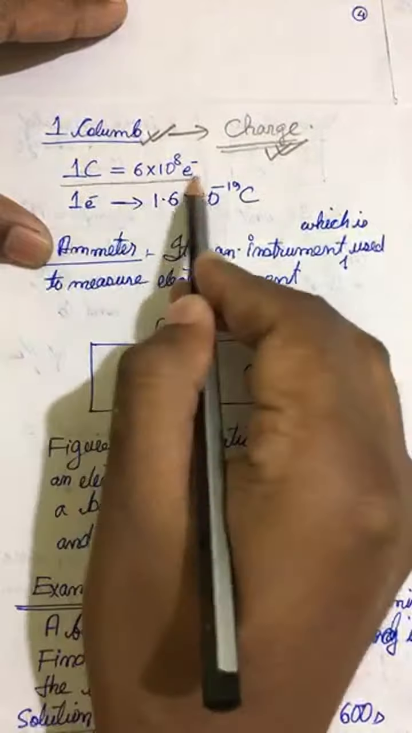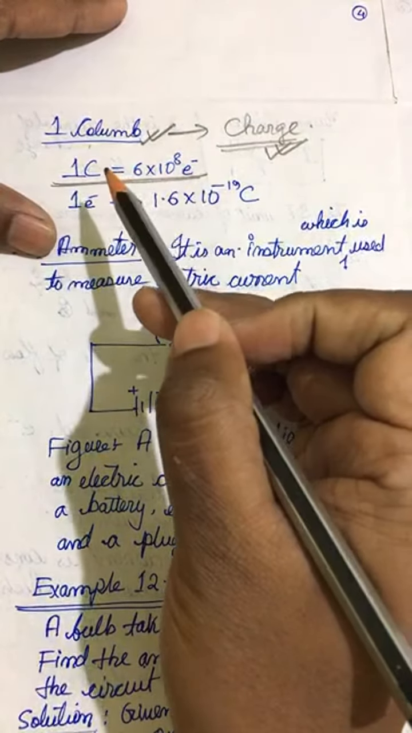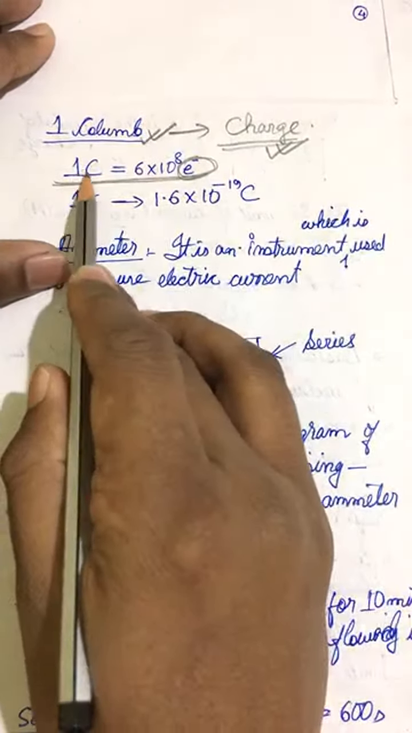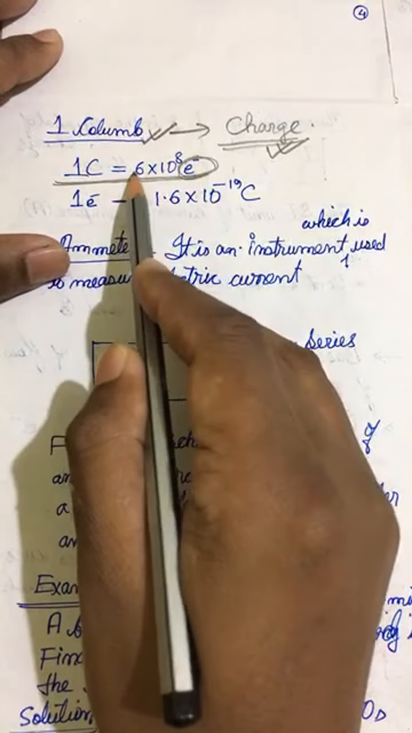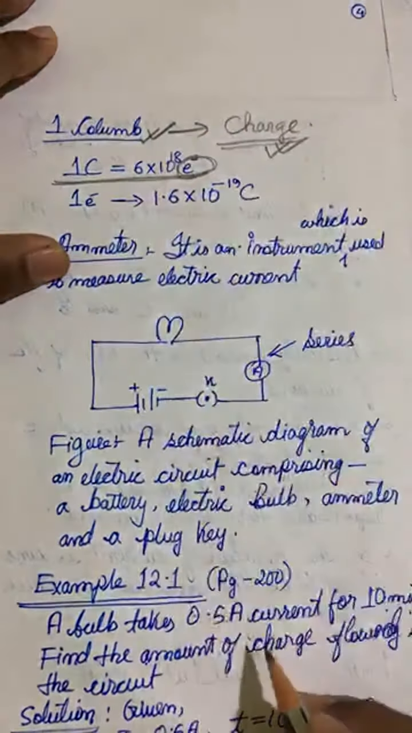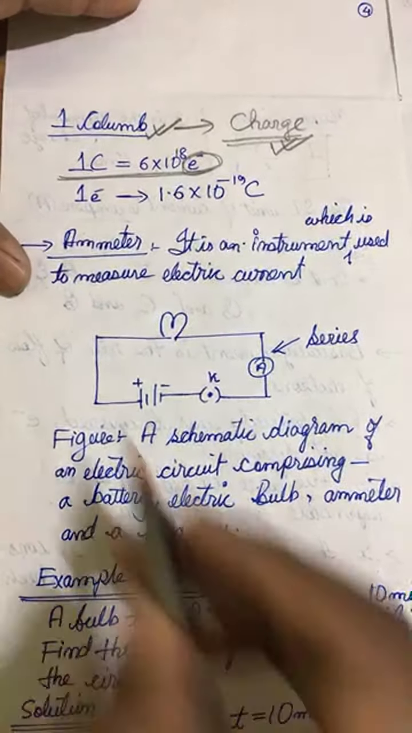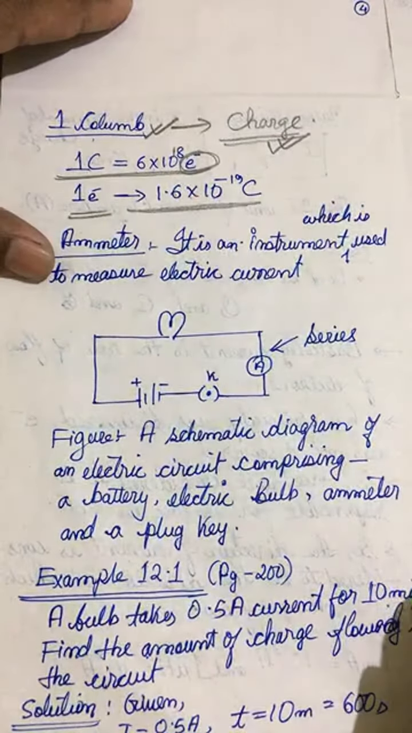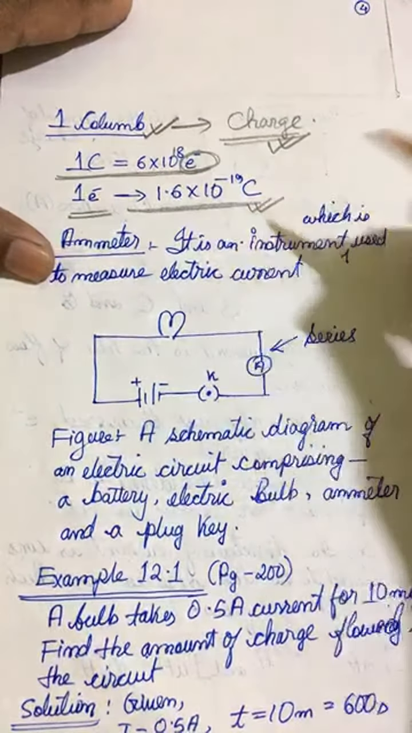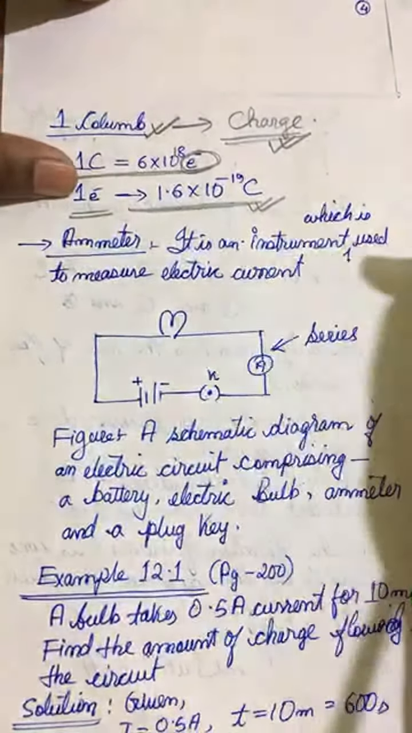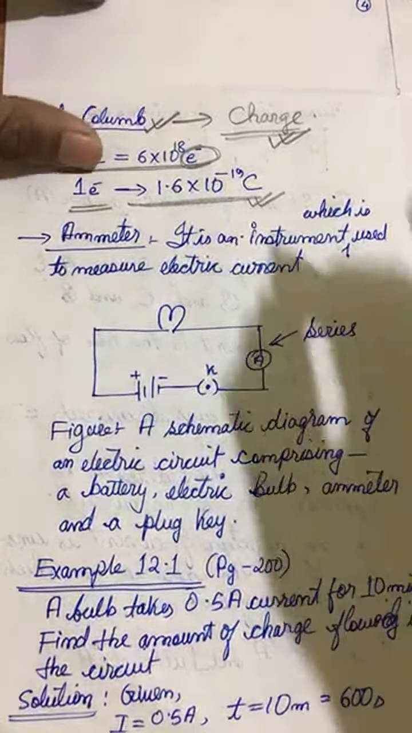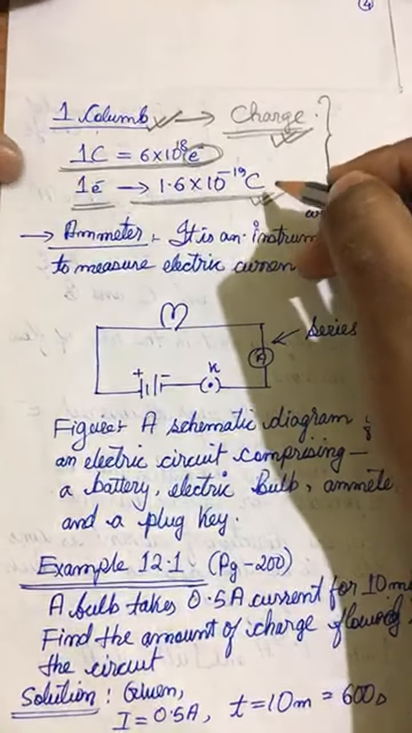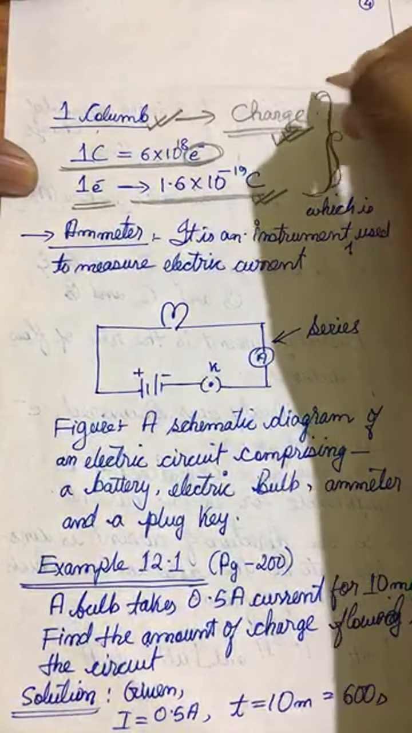One coulomb means there are approximately 6 into 10 raised to the power 18 electrons. And the charge of one electron is equal to 1.6 into 10 raised to the power minus 19 coulombs. So note this down, and I will upload these notes later on, but while going through the live session, please note the things as much as you can.